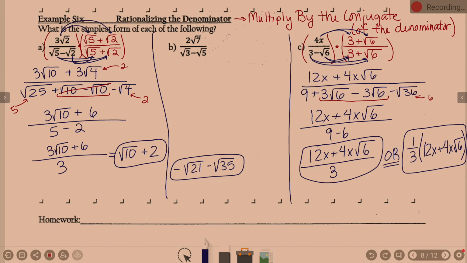Okay? Your homework that you should be spending a few minutes of time working on right now is lesson 6.3 in Math Excel.